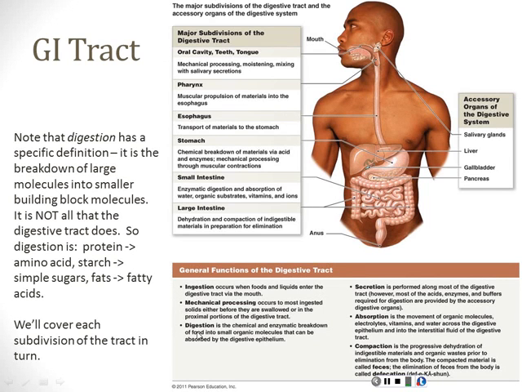Digestion, the breakdown of large molecules into smaller ones. Secretion, where stuff is put into the GI tract to accomplish digestion, to make that happen. We'll see some examples of that from the liver and from the pancreas. And then we have absorption. In a sense, that's the whole point of the process, which is to bring in what the body needs. So electrolytes, building block molecules, vitamins, water, all those things have to be absorbed.